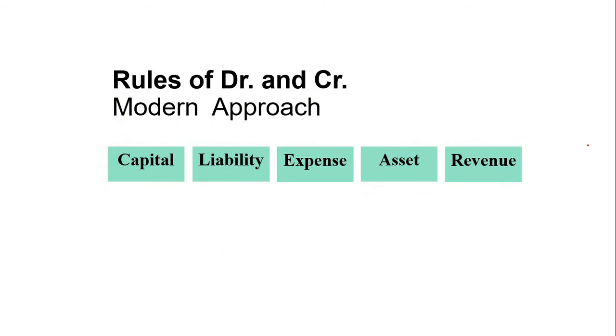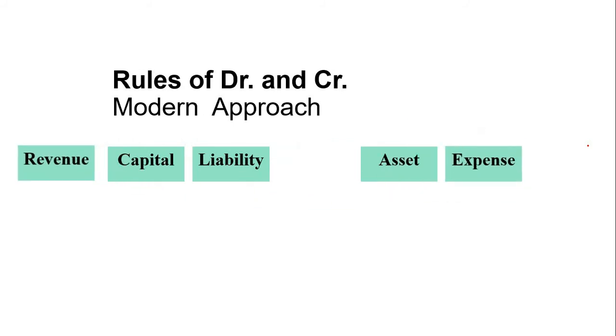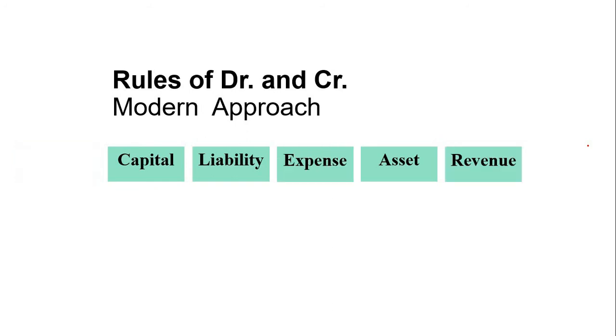So we have seen that there are 5 rules, but in order to make it easy, you can just remember 2 rules for 2 categories of accounts. So what I am doing is, out of these 5 accounts, I am separating the 2 categories. One category is revenue, capital, liability, and other is asset and expense. So basically, you can see that out of these 5 accounts, which are the 2 accounts which start with a vowel.